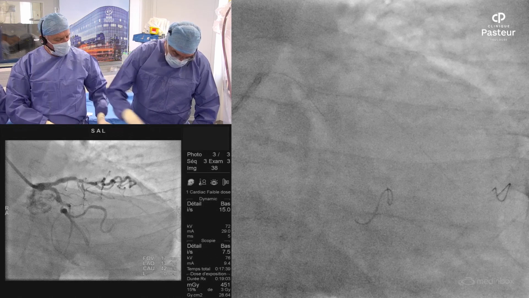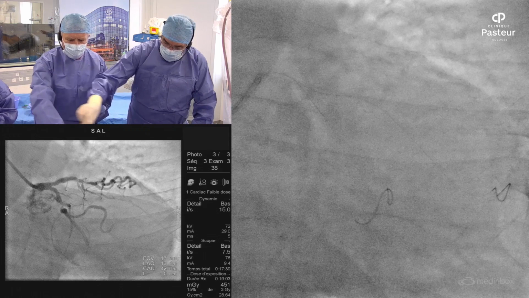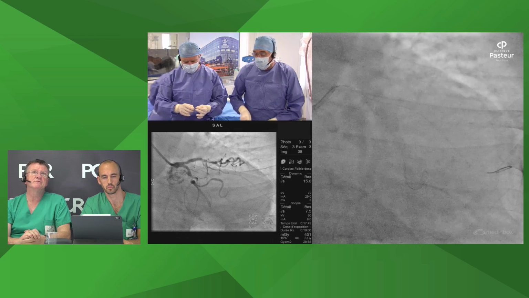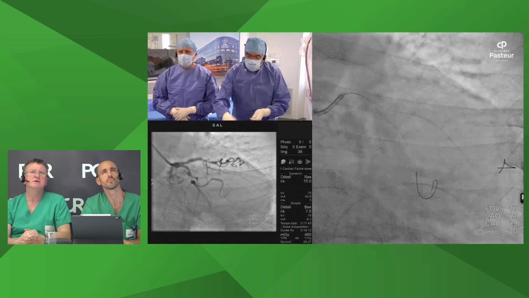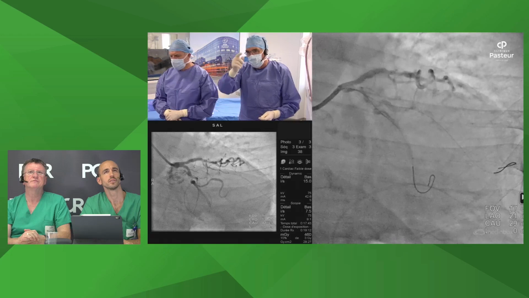So you have an excellent Y position there now, and you can see the combination. Yeah, now it's not too bad. So we will see. The vessel conformation is quite different than it was at the beginning. Maybe a second wire? No. You see the accordion effect on the wire, but I hope that we could advance the stent.